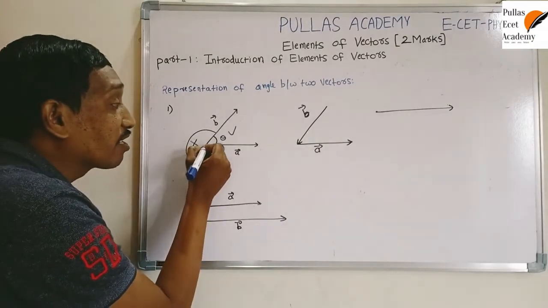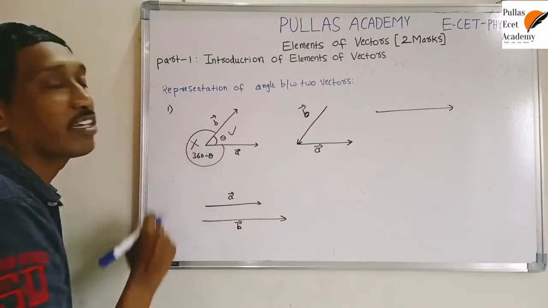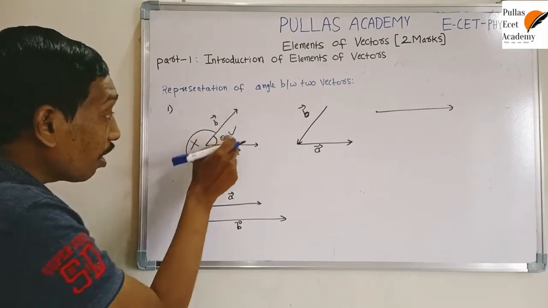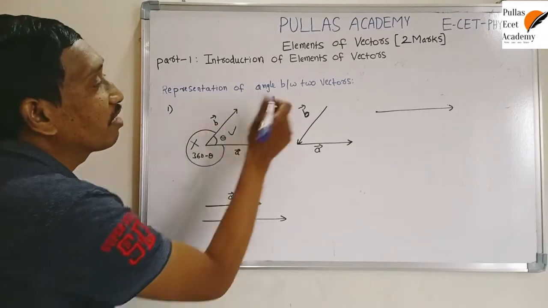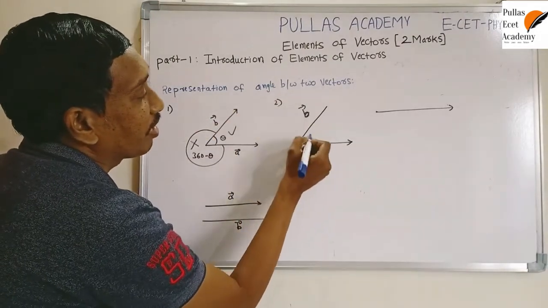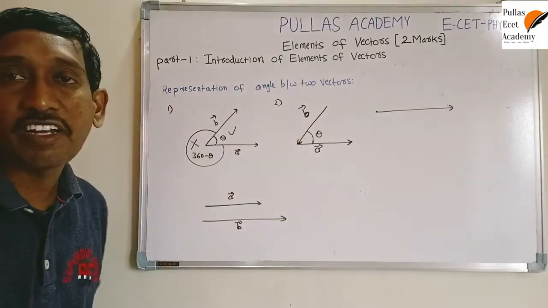So where do we take the angle? If the tails of two vectors meet at one point, then the angle between the two heads of these two vectors is considered as the angle. This is the procedure. But in the example given here, suppose the angle given here is theta, but here theta is not considered the angle between the two vectors.